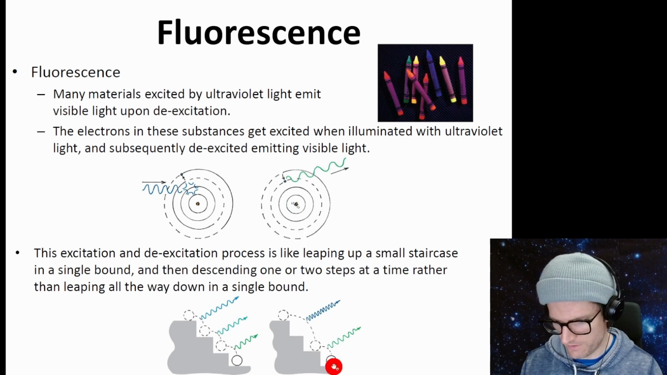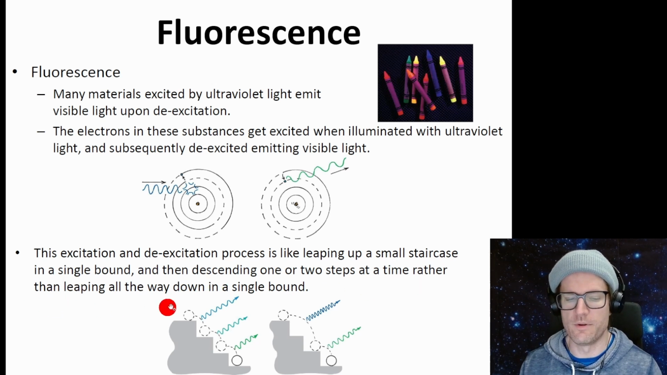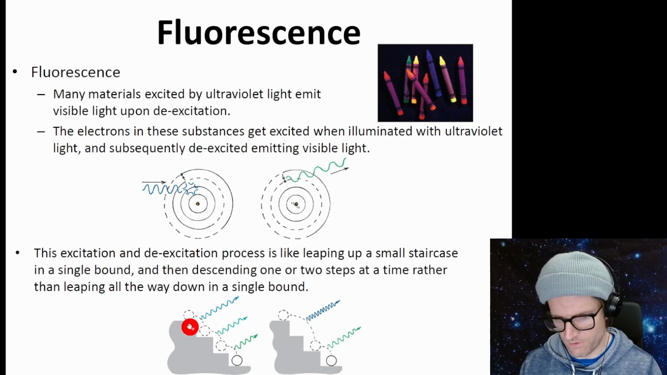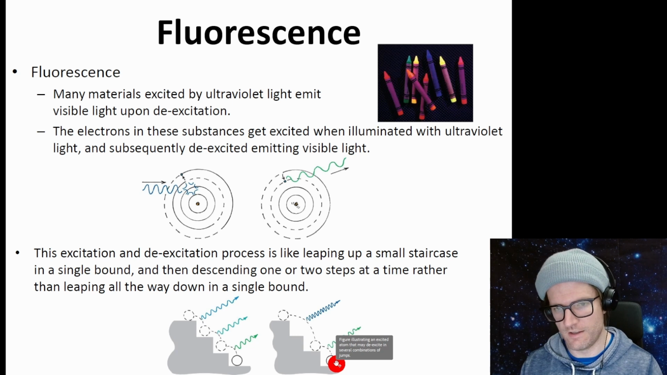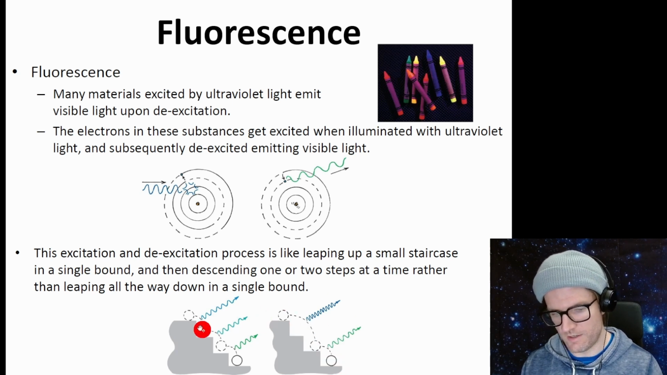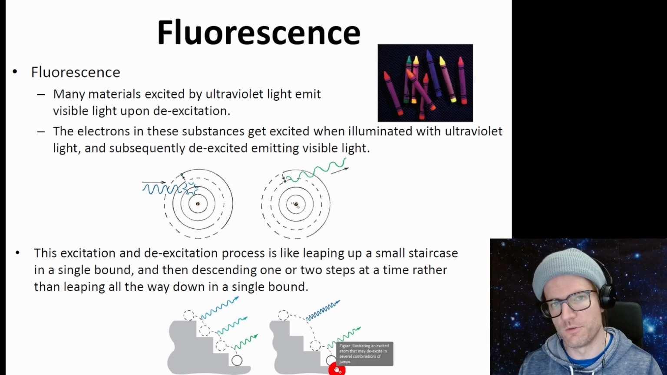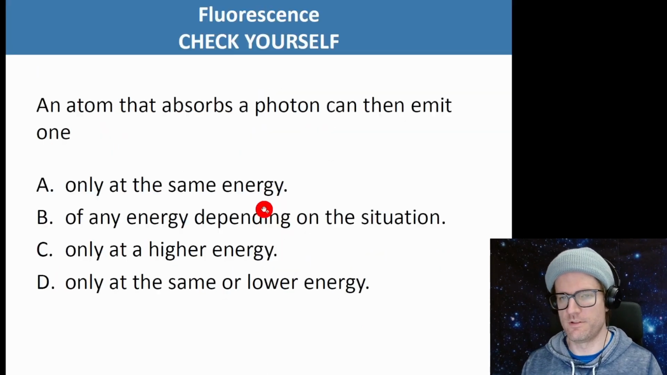So here's a picture here. This excitation, de-excitation process is like leaping up a small staircase in a single bound, then descending one or two steps at a time, rather than leaping all the way down in a single bound. So the ultraviolet light excites the electron from the first step to the top step, and then it can de-excite in smaller steps. These smaller steps emit visible light, whereas a full step would have emitted ultraviolet, but it doesn't do it. It does it in small steps.